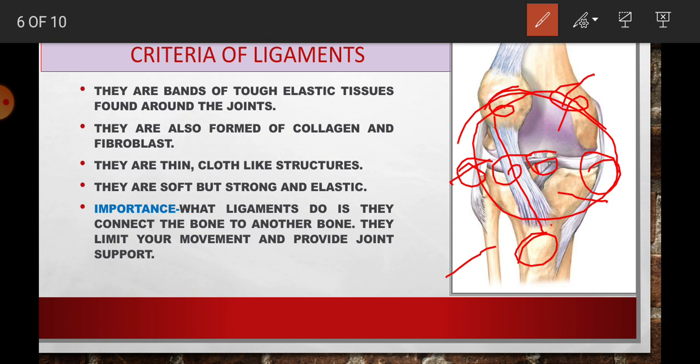When we move, these bones also move, but they don't dislocate. That is, they can change, but they are not moved from their location, because these ligaments are elastic and they return to their structure when we rest.